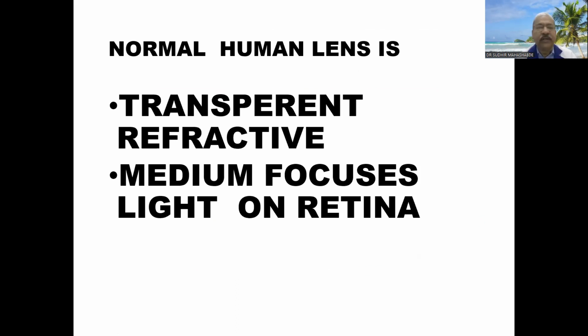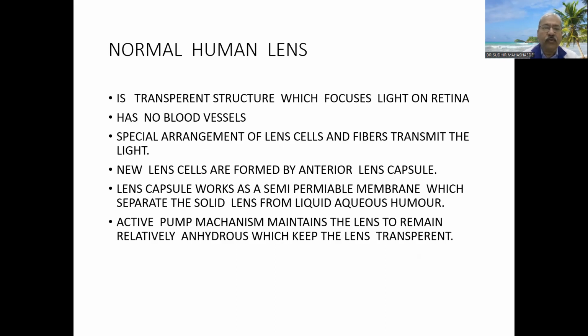A normal human lens is transparent. It's a refractive medium which focuses light on the retina. The normal human lens, which is transparent, has no blood vessels. That is the speciality. A special arrangement of lens cells and fibers transmits the light. New lens cells are formed by the anterior lens capsule. The lens capsule works as a semi-permeable membrane which separates the solid lens from the liquid aqueous humor.